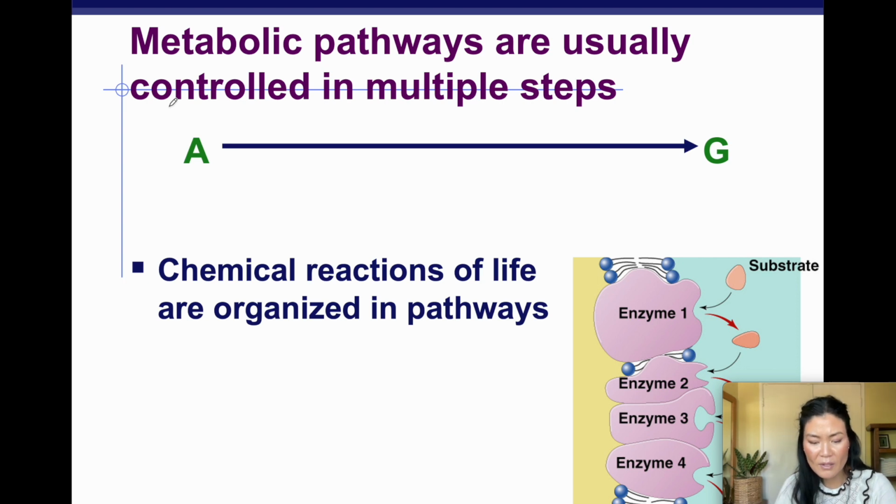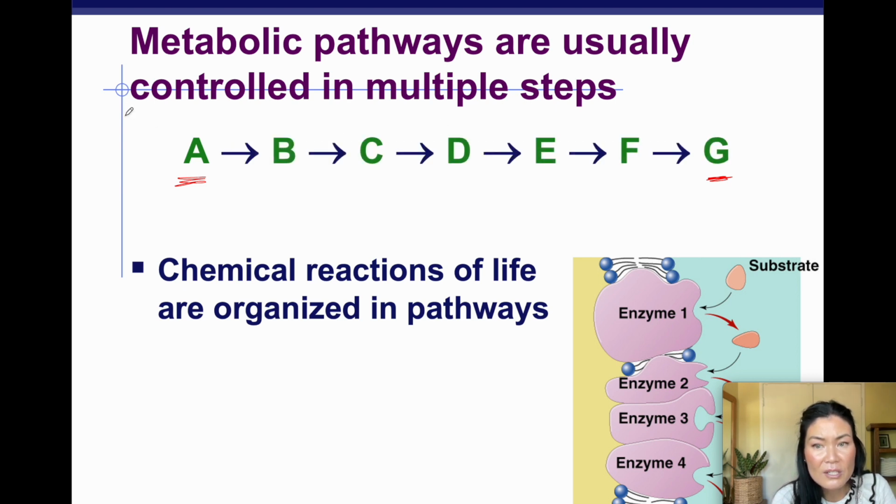So, in the next couple of chapters, we're going to be talking about chemical reactions like photosynthesis and cellular respiration. It's a type of what we call a metabolic pathway, where we start off with A and we get a final product, G. But usually there are a lot of steps involved, okay? It's kind of complicated. Metabolic pathways are usually controlled in multiple steps. So B, C, D, E, F, those are what we call intermediates to finally get to the product.